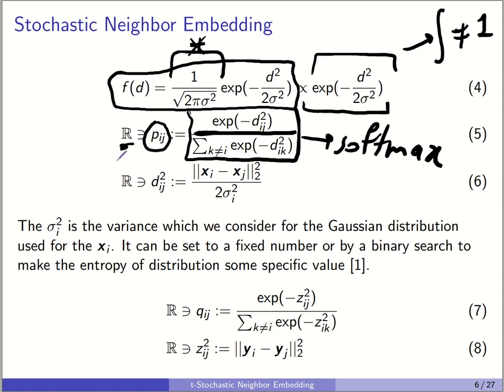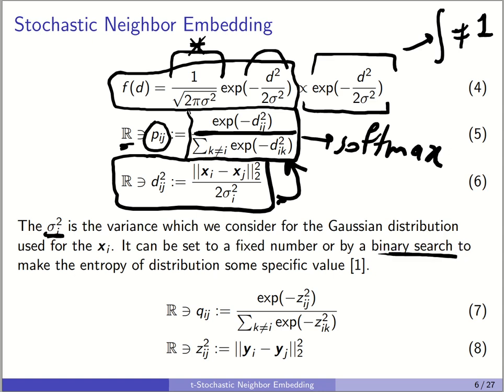And here we are using Euclidean distance, dij squared. We are using exactly what we had in the exponential term for the Gaussian distribution: squared Euclidean distance over two times the variance. This is used in the softmax form. And this variance, which we consider for the Gaussian distribution for xi, can be found by a binary search to make the entropy of the distribution some specific value.